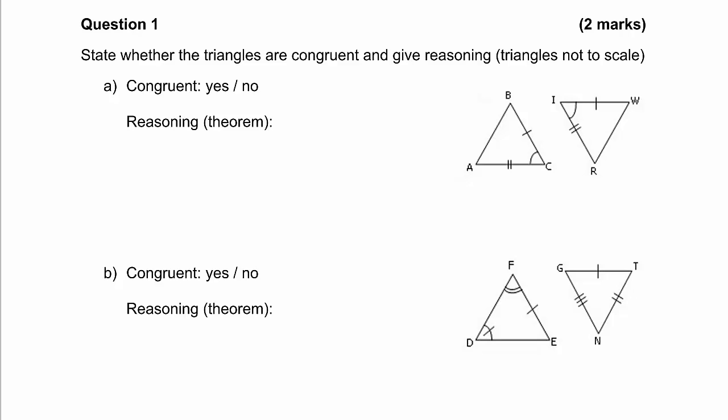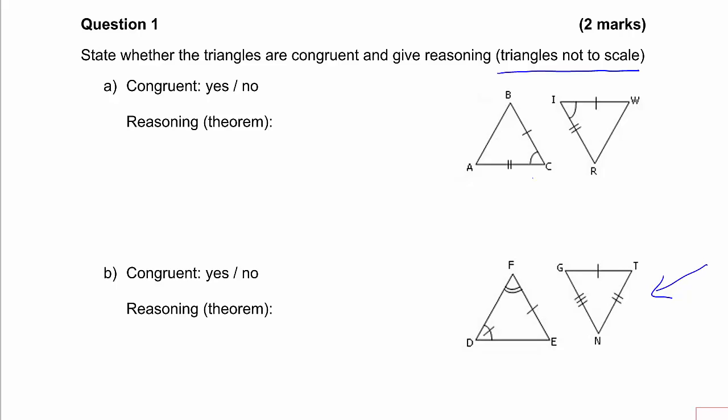So we're asked to state whether the triangles are congruent and give reasoning. And it says here quite clearly, triangles are not to scale. So just because they look the same size doesn't mean that they are. And that's going to become particularly relevant when we look at part B.